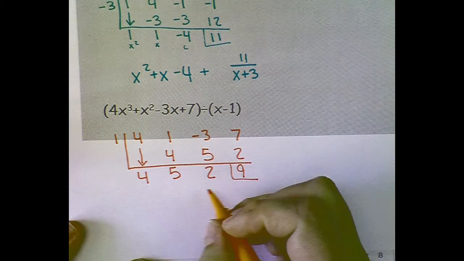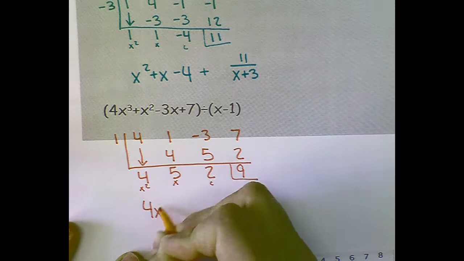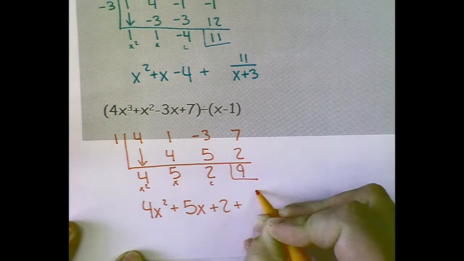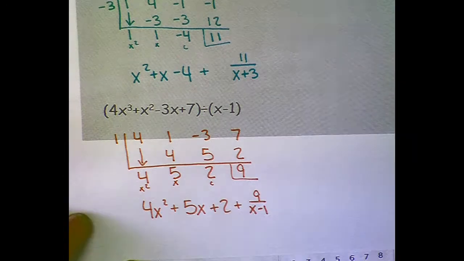We put these in order: constant, x, x squared. So we have 4x squared plus 5x plus 2 plus 9 over x minus 1 as our final answer to that division problem.